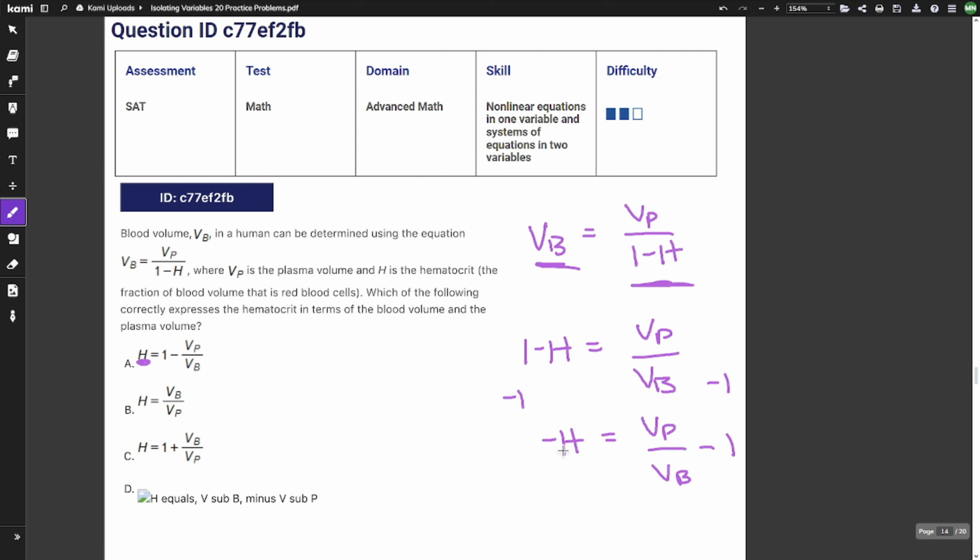Now we want to get h by itself. That means we have to get rid of this negative sign right here. And to do that, all we have to do is divide the entire thing by negative 1, which really just means flip the signs of everything. So we get that h is equal to negative vp over vb plus 1. Or here in our answer choices, it's going to be a, or 1 minus vp over vb. And all they did was move the 1 to the front.